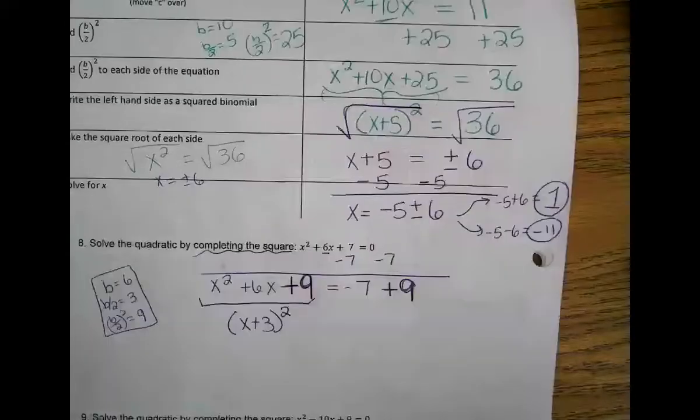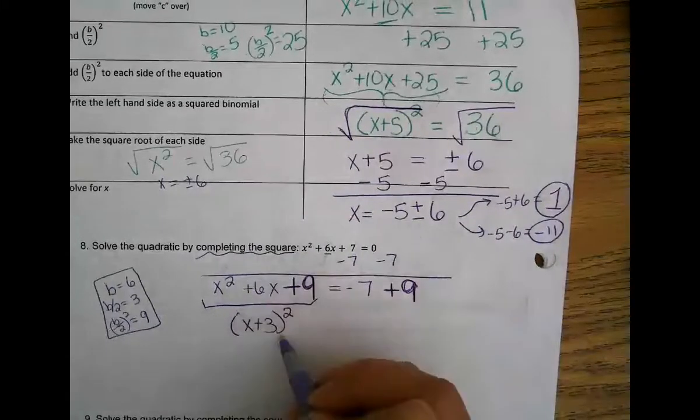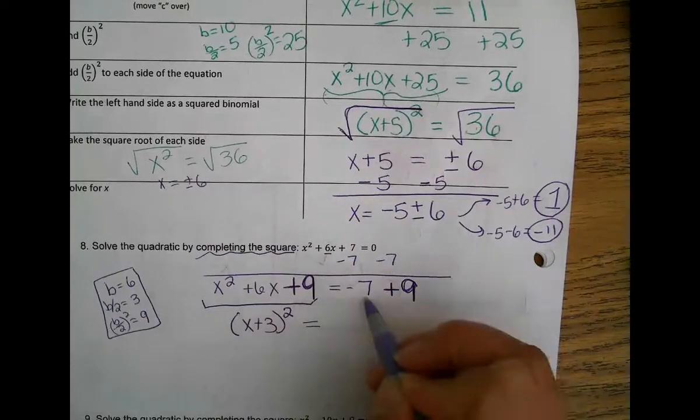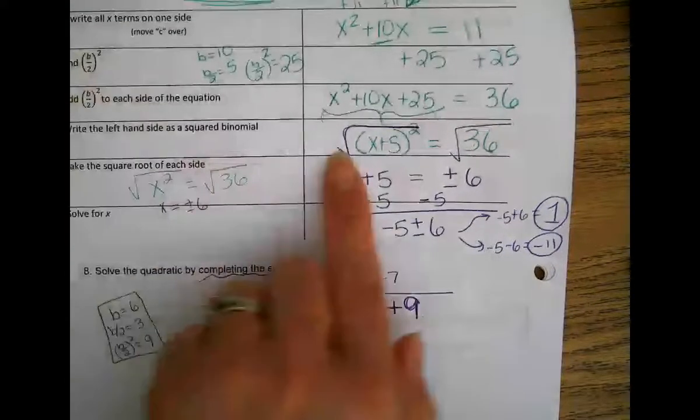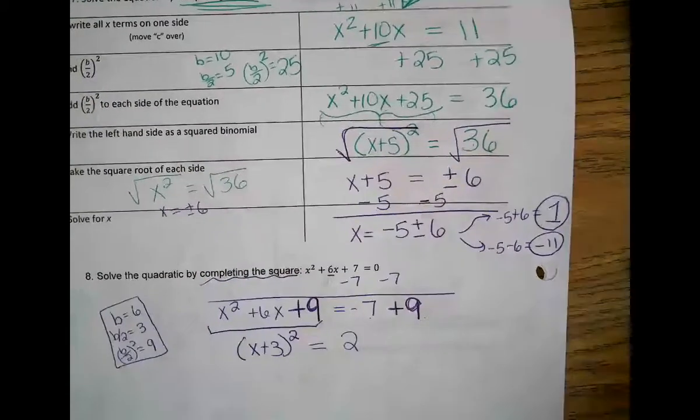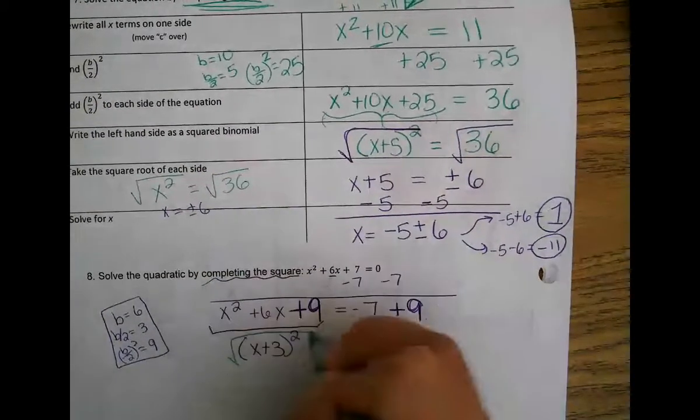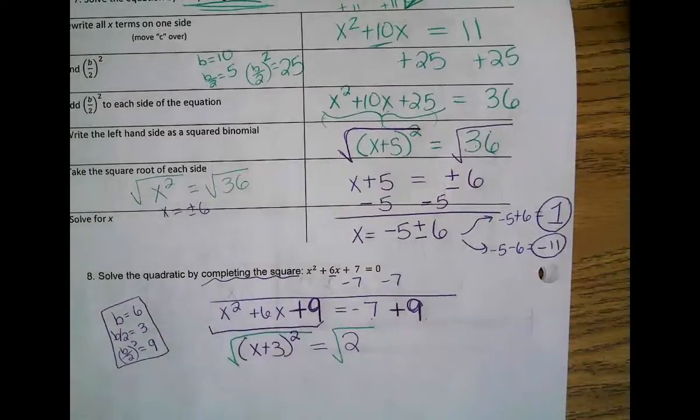We did one just like that over here when we practiced some factoring review. So this side rewrites to become x plus 3 all squared equals negative 7 plus 9, which is 2. So now I'm at this step. Okay? And here's where we can take the square root of both sides.